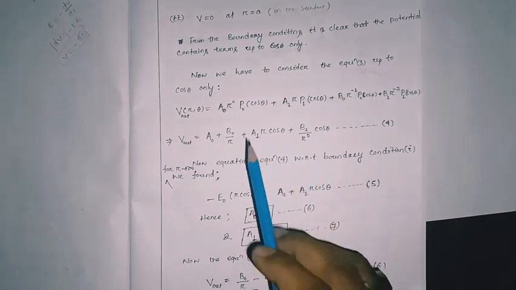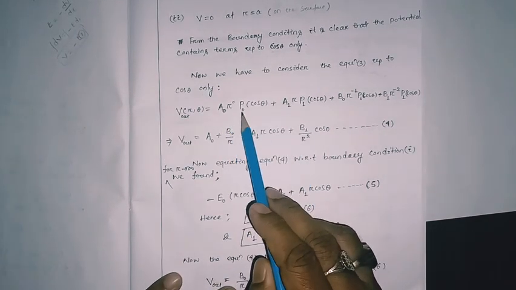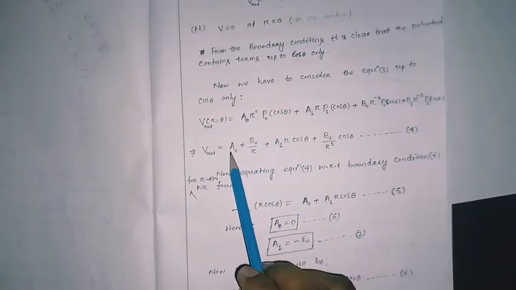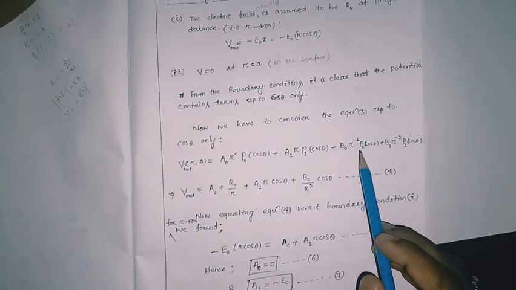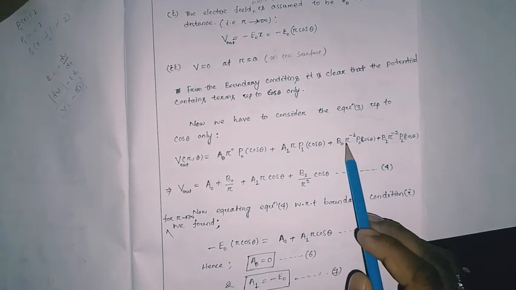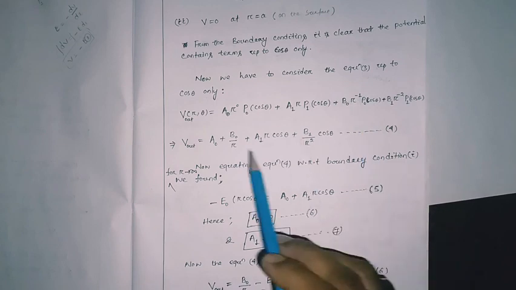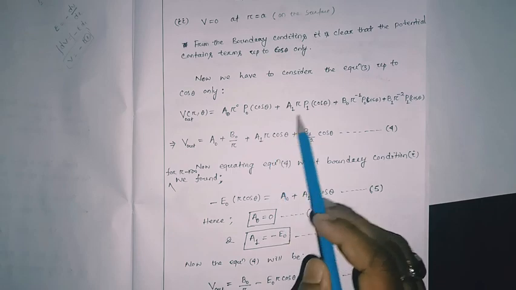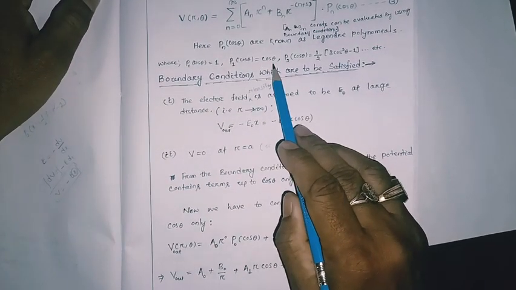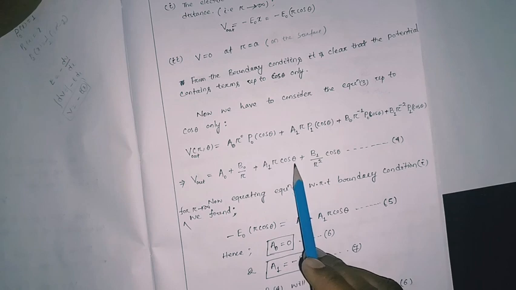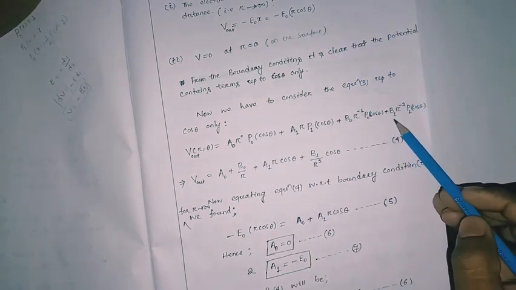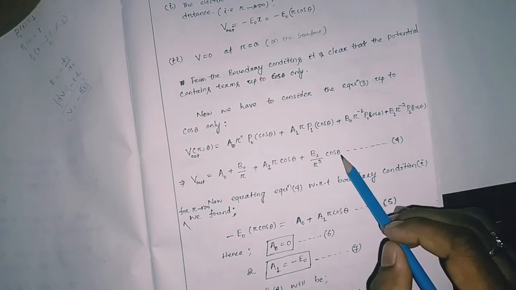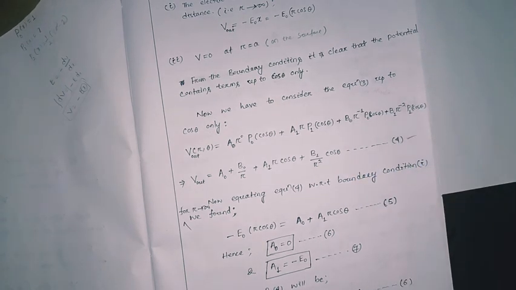So here you can see r to the power 0 is 1, p0 cos theta is 1, so this term will be a0. Then p0 cos theta is 1, and r to the power minus 1 means 1 by r, so b0 by r. Then a1 r p1 cos theta is how much? It is cos theta, so a1 r cos theta, plus b1 r to the power minus 2, that means b1 by r square, and p1 cos theta is cos theta. Okay, let this be equation number 4.